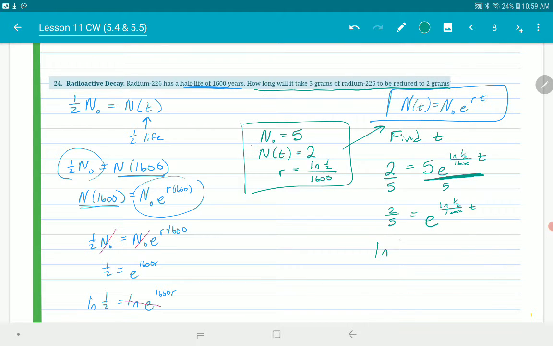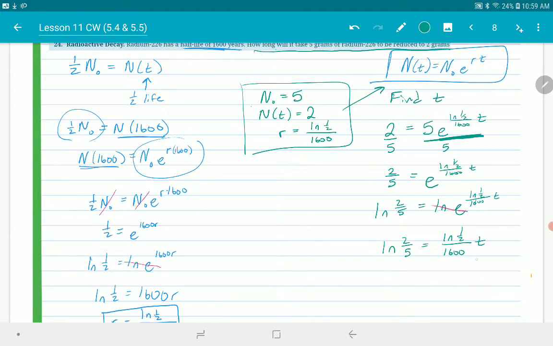That should be natural log of both sides. And when I take a natural log on the right, my natural log and my e will cancel. My exponent comes down, and I get natural log of 2/5 equals natural log of 1/2 divided by 1600 times t. So to isolate t, I want to multiply by the reciprocal of this fraction here to get t by itself. So I'm going to multiply both sides by 1600 over the natural log of 1/2.